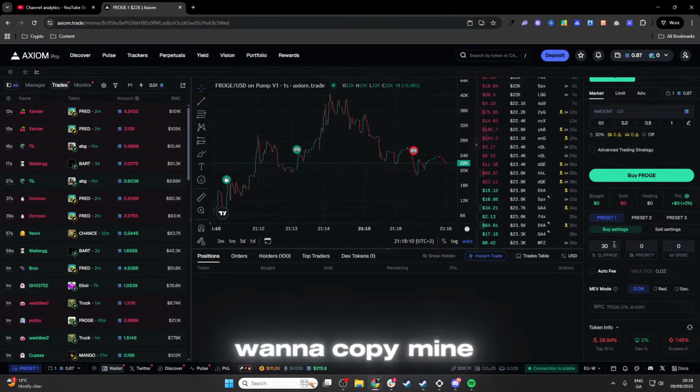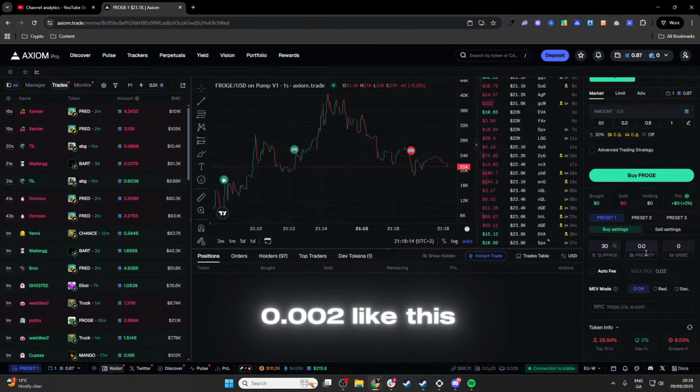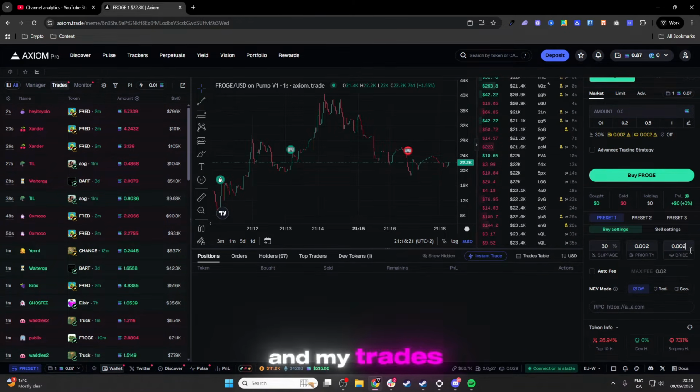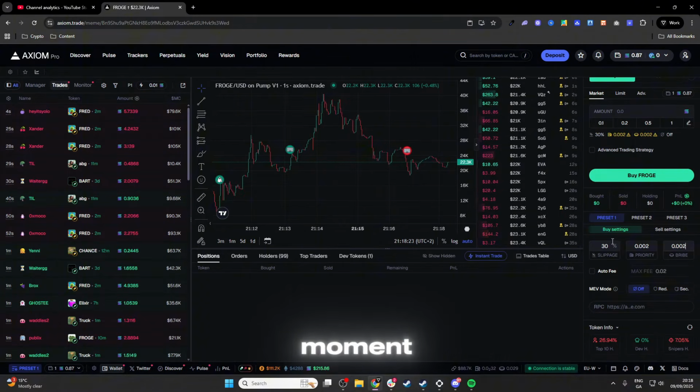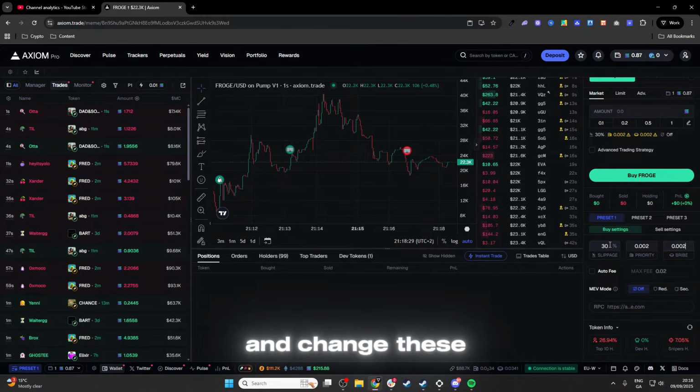So if you want to copy mine, mine are just as simple as on my preset one, I use 0.002 like this. I use the same for the bribe. And my trades go through pretty fine at the moment. If there's a lot of volume, if the market is really busy, make sure to revisit your presets and change these.